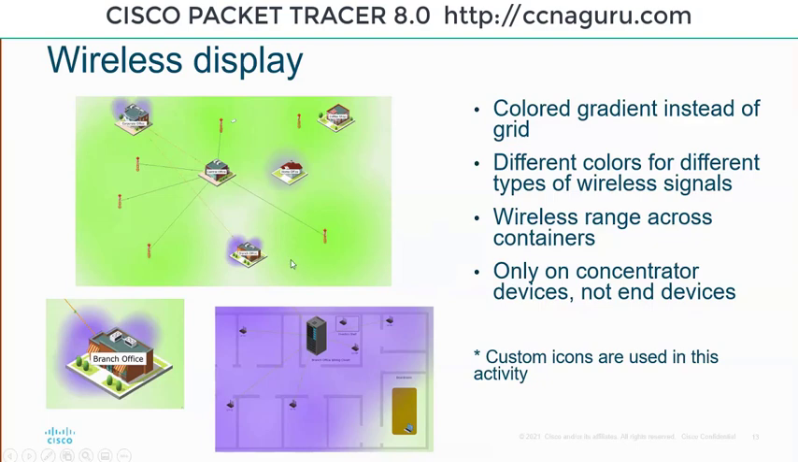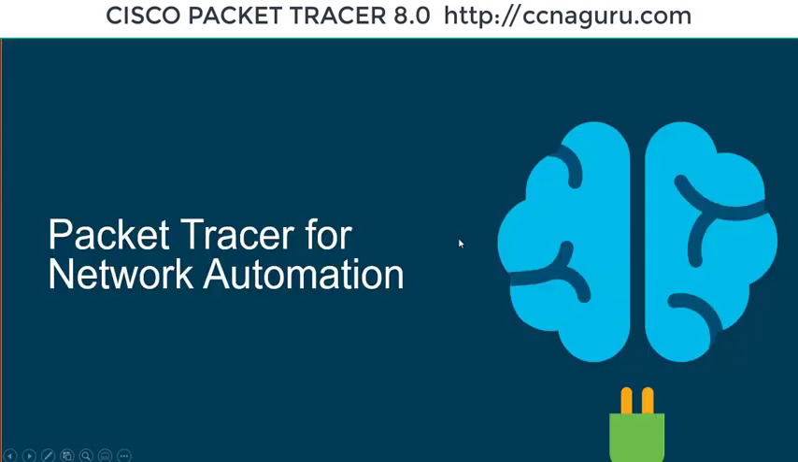I've taken these screenshots from some sample activities on wireless, and in these activities, custom icons are used for the physical representation, right? So these icons you see here are not new Packet Tracer standard icons. They are custom icons, and you can also do something like that, of course. You can always use your own graphics for icons, for backgrounds, and other stuff in PT.